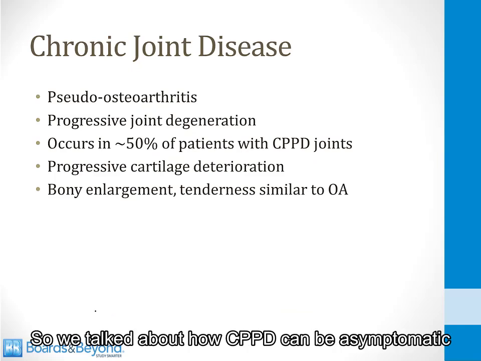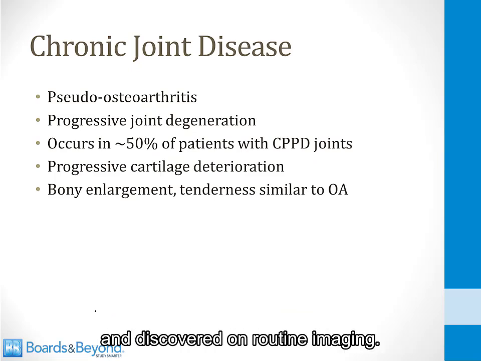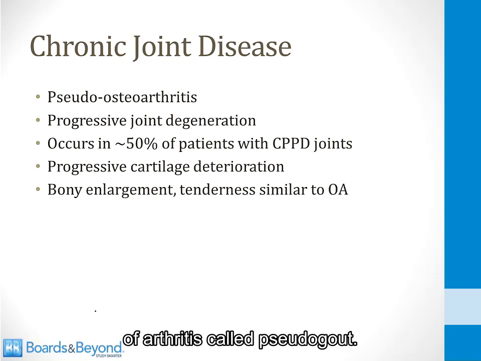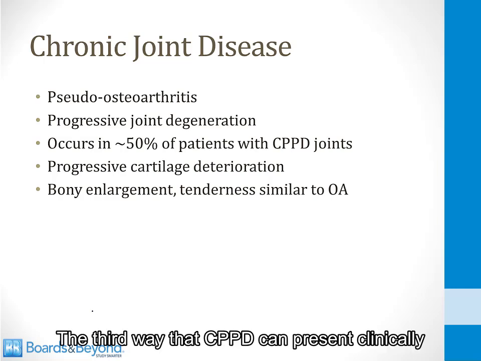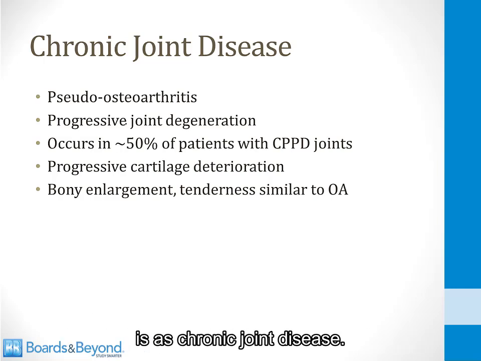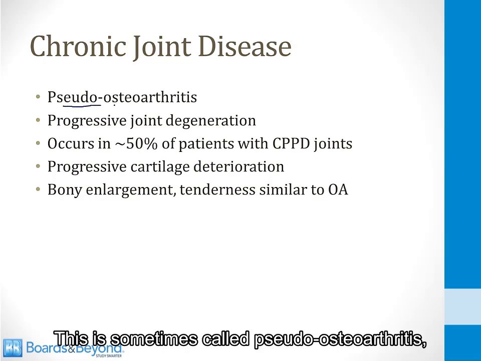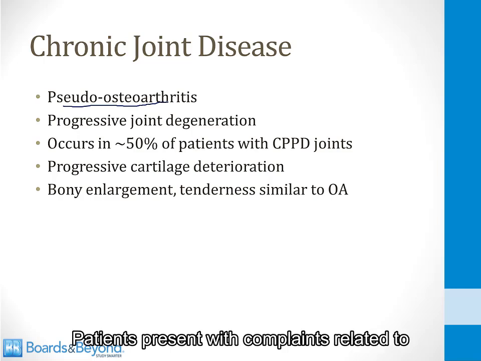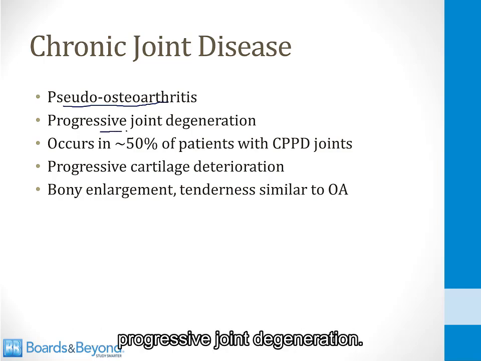So we talked about how CPPD can be asymptomatic and discovered on routine imaging. We also talked about how it can lead to an acute attack of arthritis called pseudogout. The third way that CPPD can present clinically is as chronic joint disease. This is sometimes called pseudo-osteoarthritis because it looks just like osteoarthritis. Patients present with complaints related to progressive joint degeneration.